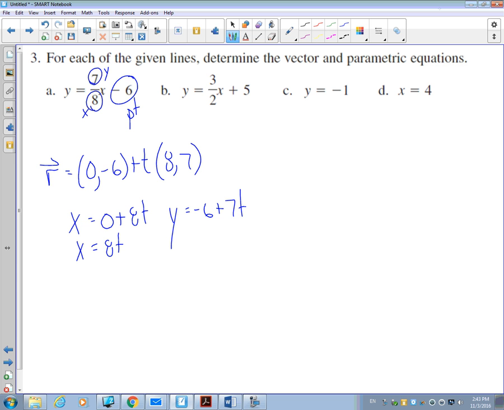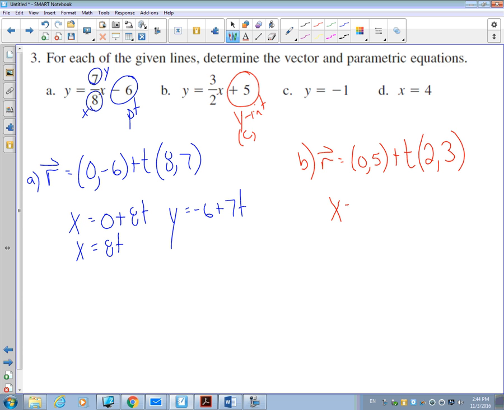Okay, that's part A. We do the same thing for part B. It's basically the same idea. So R, my point is 0, 5 this time. I know it's 0, 5 because that's my y-intercept, and that's always 0 and something, right? Plus t. In my direction, my x is 2, my y is 3. So parametric form, x equals 2t and y equals 5 plus 3t.